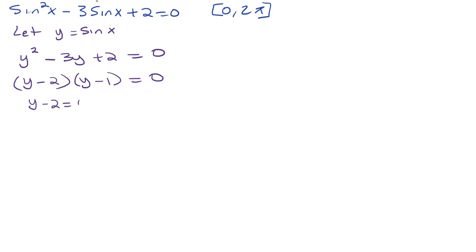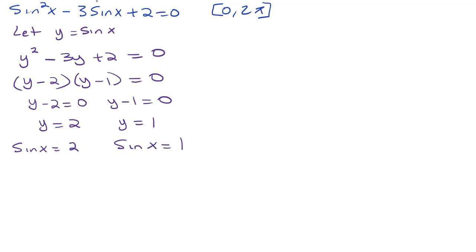So y minus 2 equal to 0, y minus 1 equal to 0. So we have y equal to 2 and then y equal to 1. Now that we have found the values of y, we can resubstitute that, and instead of having y here, we're going to say sine x equal to 2, sine x equal to 1.